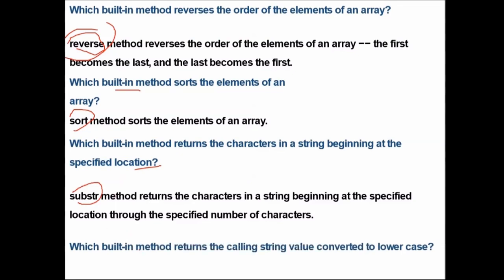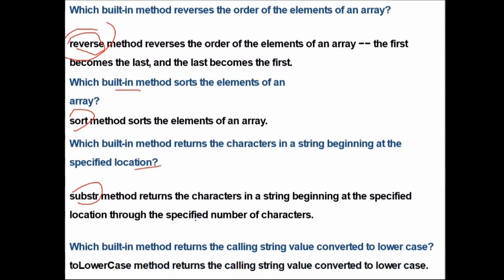Then which built-in method returns the calling string value converted to lowercase? So you write to, this is small, then Lower, L is capital, C is capital: toLowerCase. This method returns the calling string value converted to lowercase.